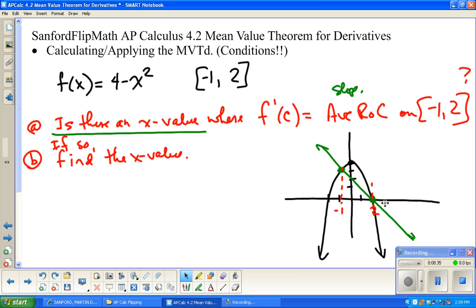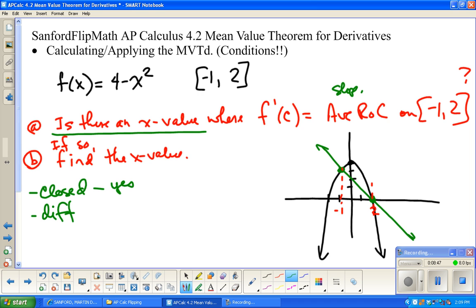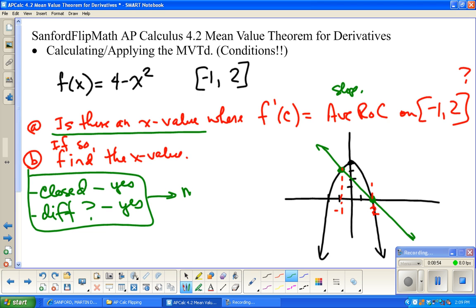Okay. So am I on a closed interval? Yep. Is this function differentiable everywhere on that closed interval? Yes. If that's true, then I can apply the mean value theorem, and it says, yes, there is a spot where f prime equals that slope. Okay, and so if I'm going to find the value, all I'm going to do is find f prime and make it equal to that slope and solve it.